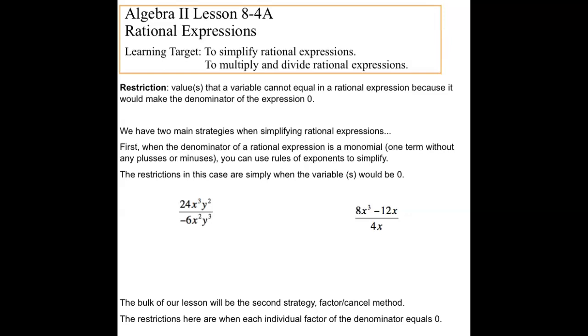The first thing to notice is that when we have a rational expression, that means we have a ratio or a fraction. And so we have to look at restrictions. Those would be values that a variable cannot equal in a rational expression, because it would make the denominator of the expression 0. So we have two main strategies when simplifying rational expressions.